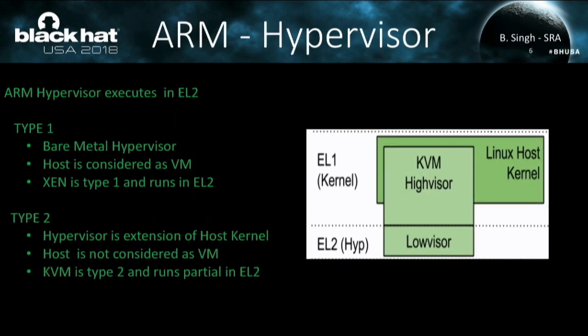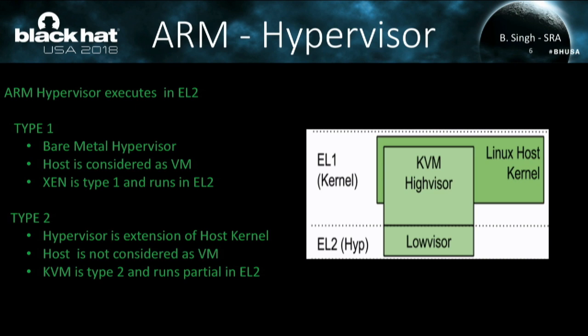Now we will see hypervisors on ARM. In order to support virtualization on ARM, the hypervisor has to execute in EL2. This is needed because, in order to access the hardware that is needed to support virtualization, software can access that hardware only from EL2. So that's why a hypervisor has to execute in EL2. Some portion of it has to be present in EL2.